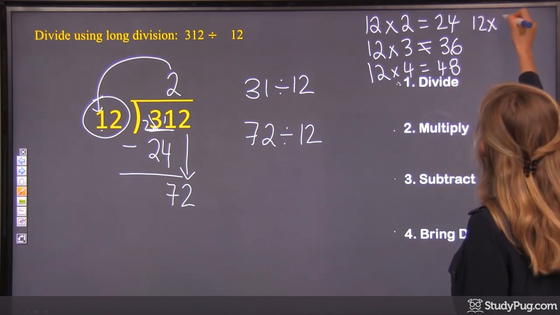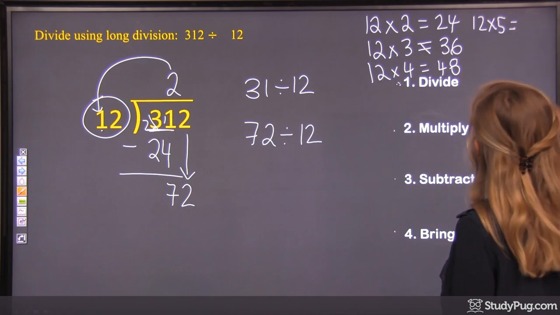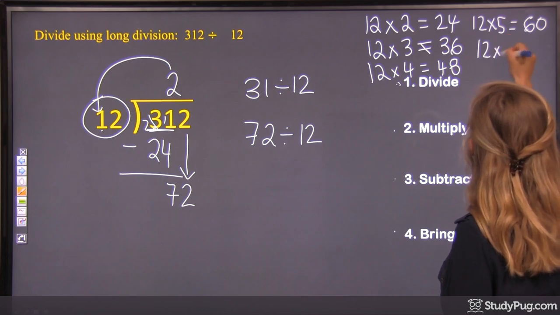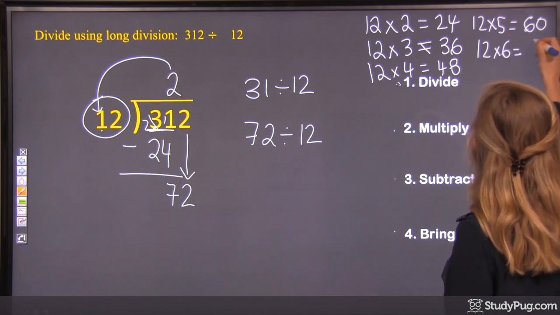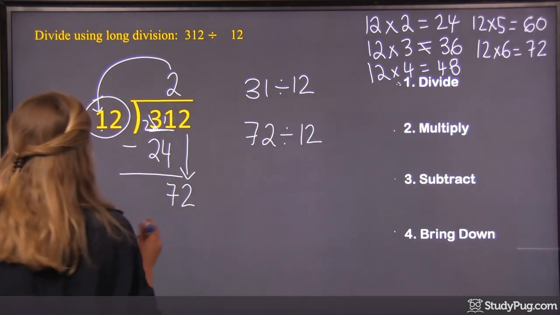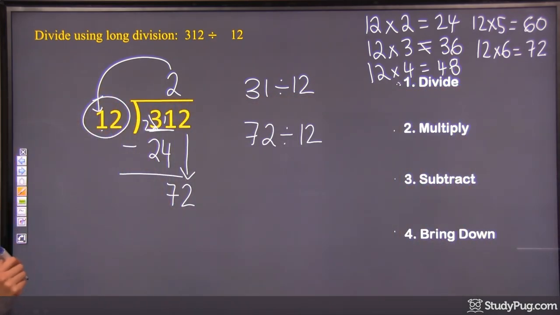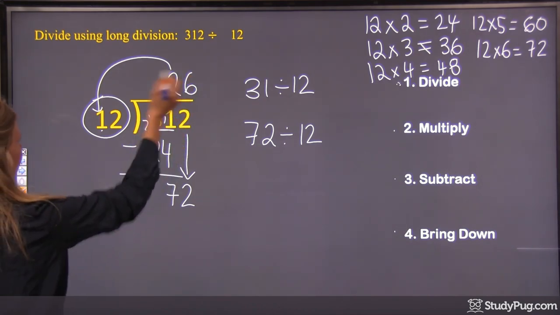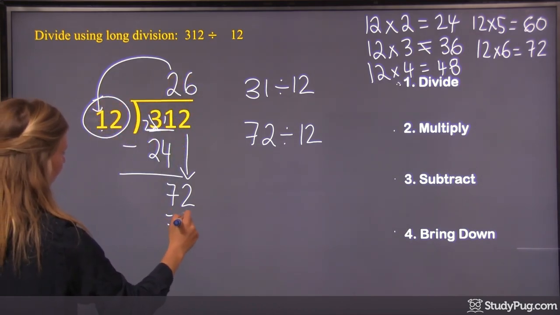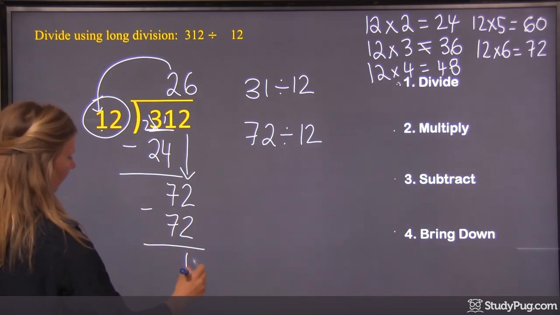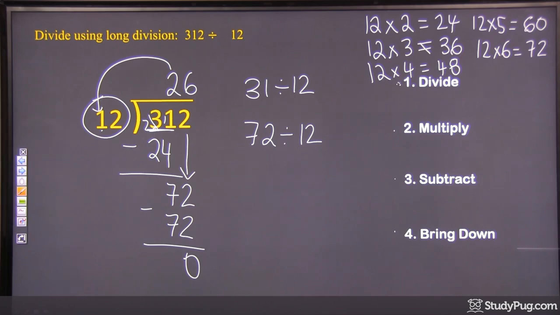12 times 5, 60. 12 times 6, 72. Oh, perfect, that goes evenly, okay. 72 divided by 12 is 6. All right, and if we did the multiplication, 6 times 12, we got 72, subtract. We are left with 0. Okay, so we know we're done then.